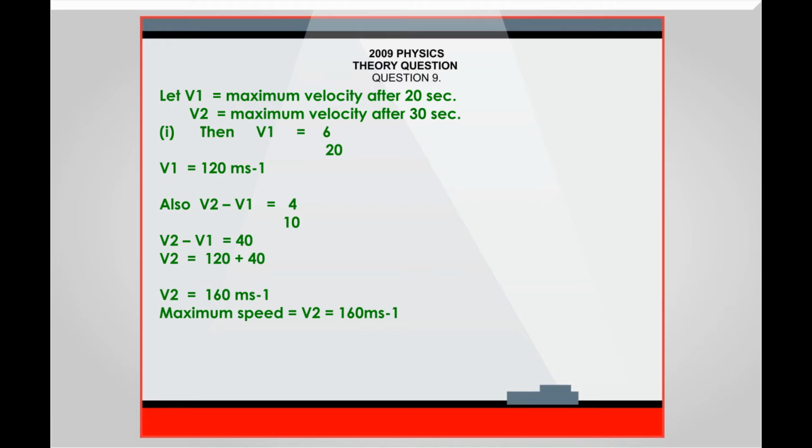Also, V2 minus V1 equals 4 times 10. V2 minus V1 equals 40. V2 equals 120 plus 40. V2 equals 160 meters per second. Maximum speed equals V2 equals 160 meters per second.